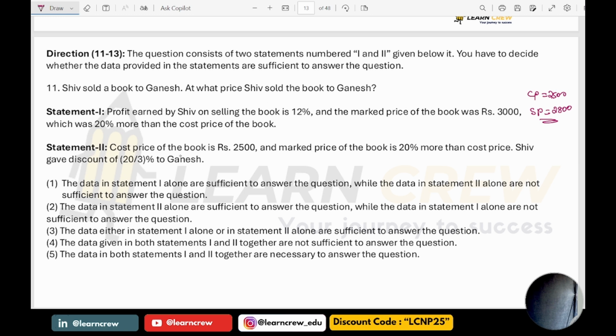And what about the second one? The cost price of his book is 2,500. The market price is 20% more than the cost price, and then he gives a discount of 20 by 3%. From this also you will get the selling price. So 1 is sufficient or 2 is sufficient. So the answer is either 1 or 2.